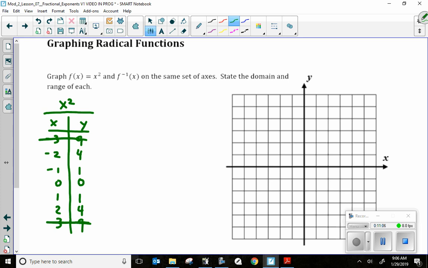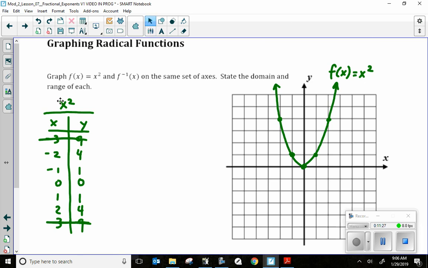Okay, so I'm just going to go from -2 to 4. -1 to 1, 0, 0, 1, 1, 2, 4. Okay, this is f of x, which is x squared. Get in the habit of labeling these things, even if they don't tell you to label them. It just makes you look like you know what you're doing.